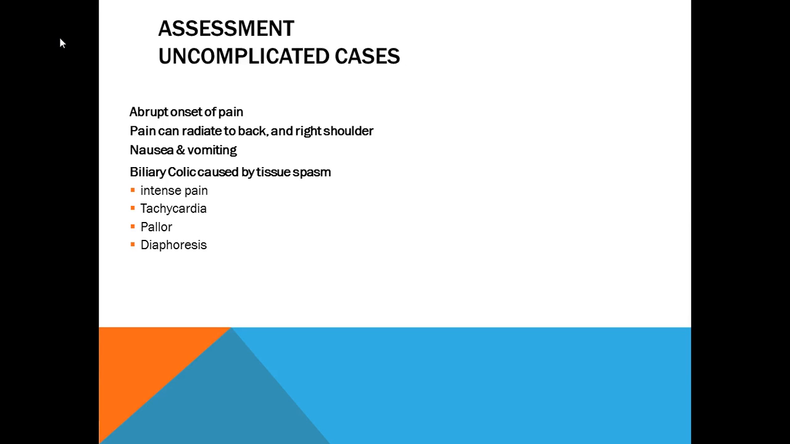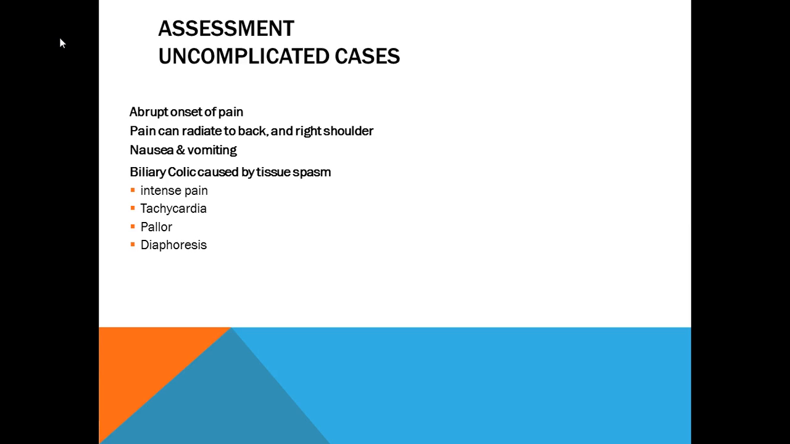Our uncomplicated patients have an abrupt onset of pain. This type of pain is called biliary colic. I think of a colic like a screaming, crying baby. One minute they're calm, and the next minute they're screaming their head off, and then they're calm, and then screaming again. So it comes and goes.